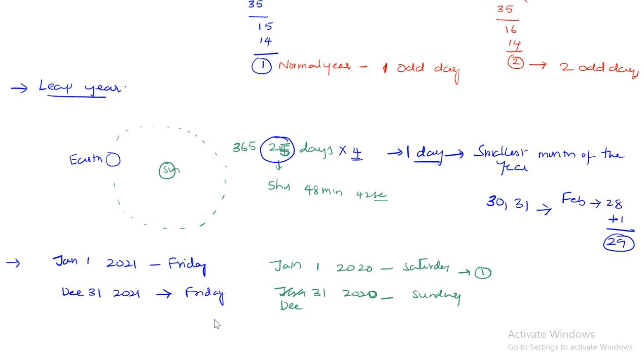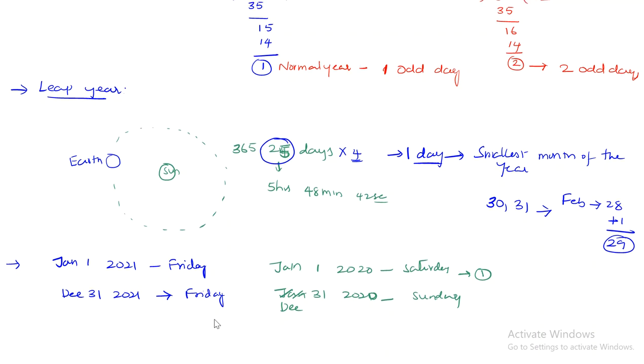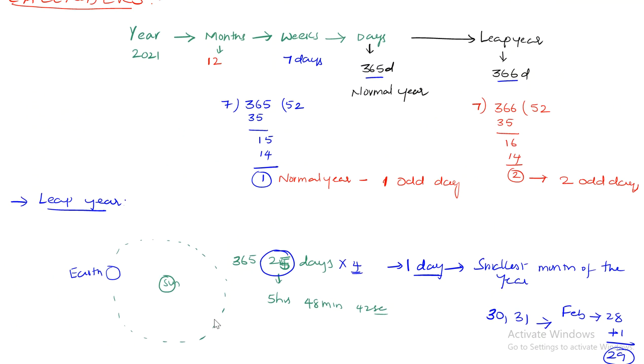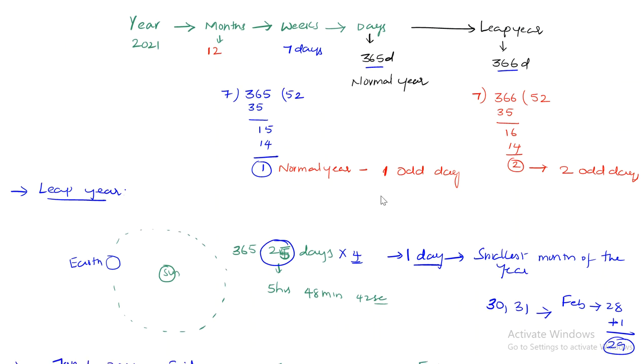So the main point to understand is that in a normal year there will be one odd day. What is the meaning of odd days? An odd day is nothing but the day which does not complete a week. I'll explain it in the coming points. So an odd day means a day which does not make a complete week.